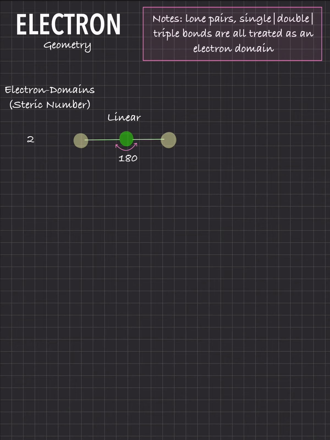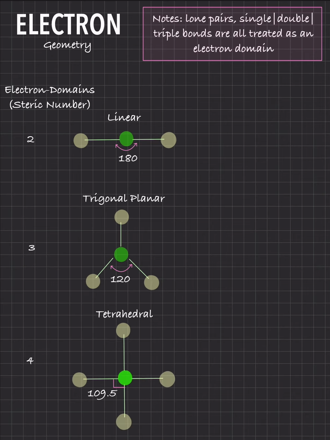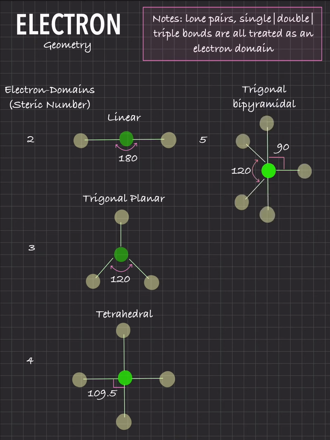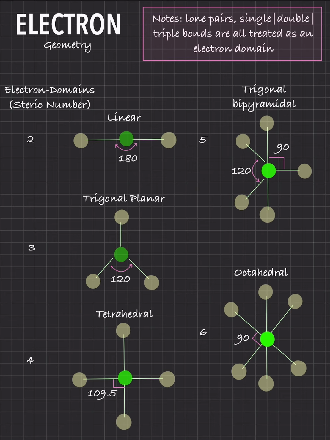Now, 2 is linear. Again, we're talking about electron geometry. 3 is trigonal planar. 4 is tetrahedral. 5 is trigonal bipyramidal. And 6 is octahedral. And I have the degrees for you guys in case you need to know them. Here's my trick for at least the first 2 degrees that you need to know. Think about a circle. If I divide it in 2, that's 180 each side. If I divide it in 3, I have 120 in each piece. Okay? So that's my trick for remembering those degrees.